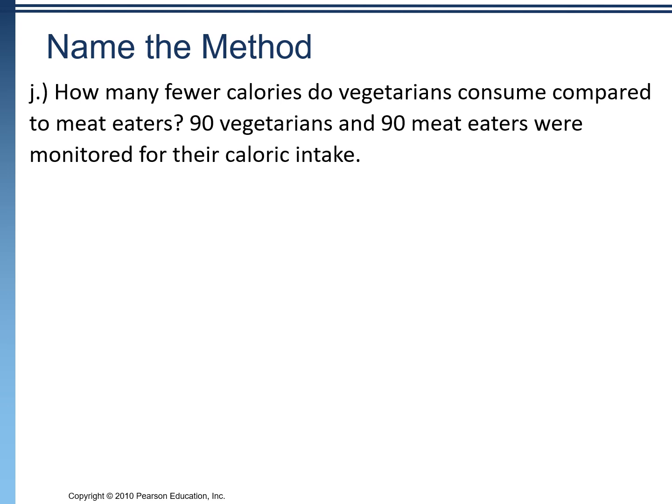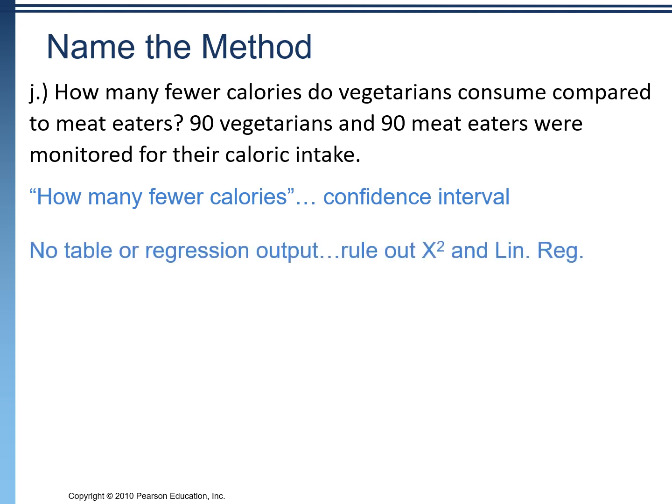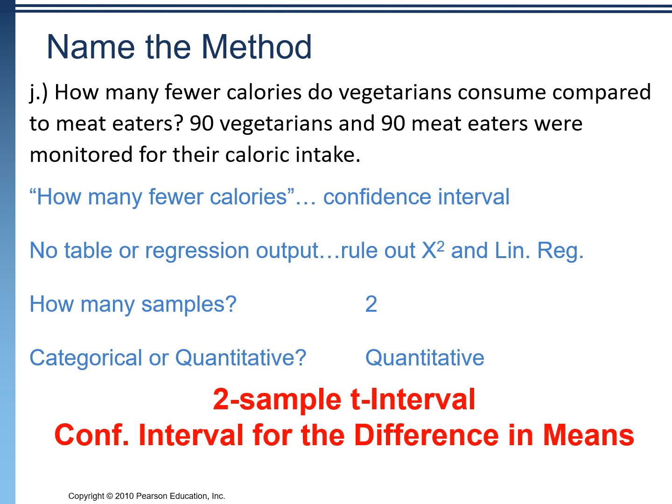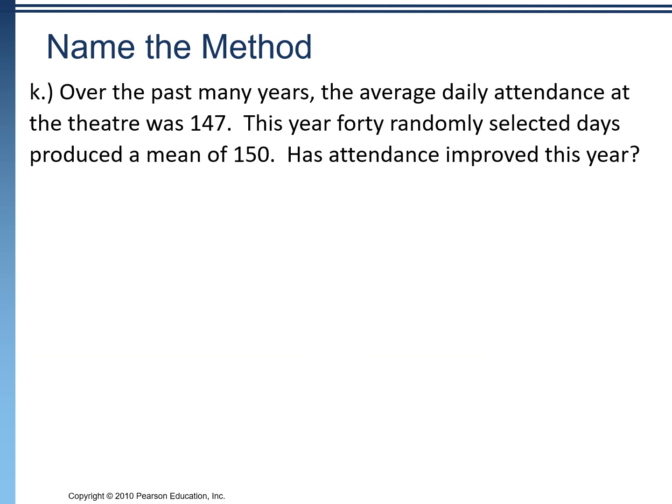How many fewer calories do vegetarians consume compared to meat eaters? We have 90 vegetarians and 90 meat eaters who are monitored for their caloric intake. We're being asked to estimate some difference. That's a confidence interval. We'll rule out chi-squared and linear regression. There are two samples here, and it's a quantitative metric. This is a two-sample t-interval, which could also be called a confidence interval for the difference in means.